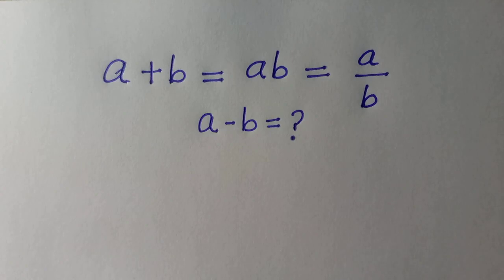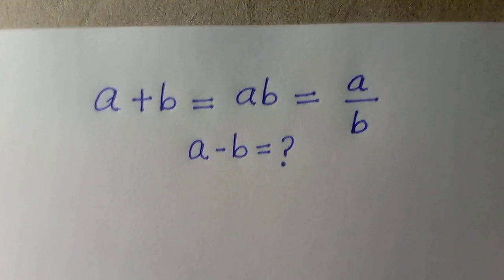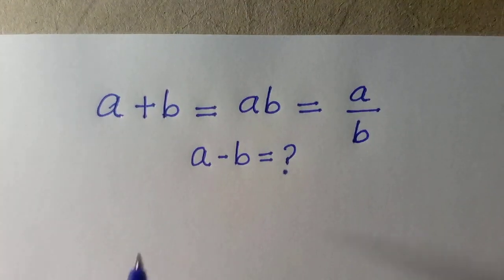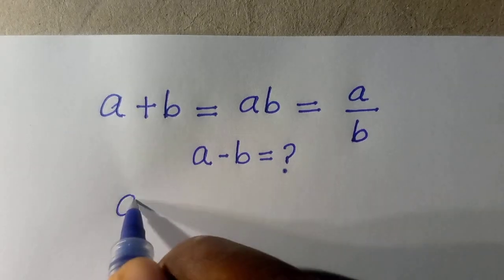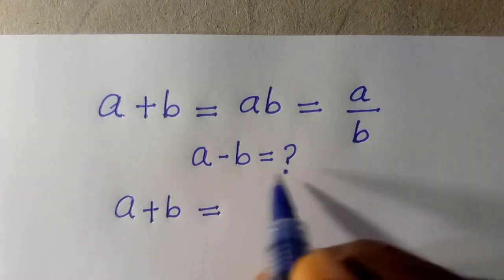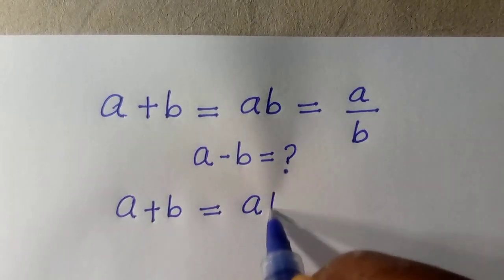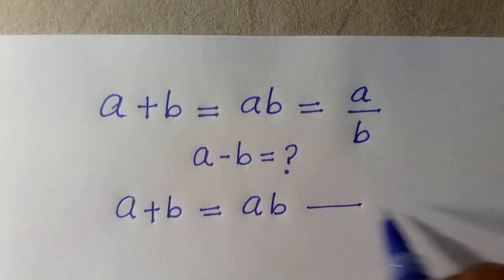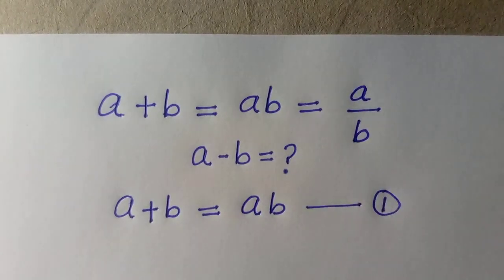Here we want to find a minus b, if we are given a plus b equals ab equals a divided by b. To solve this, we'll consider letting the first one, which is a plus b, equal what follows it, which is ab. And we call this one equation 1.